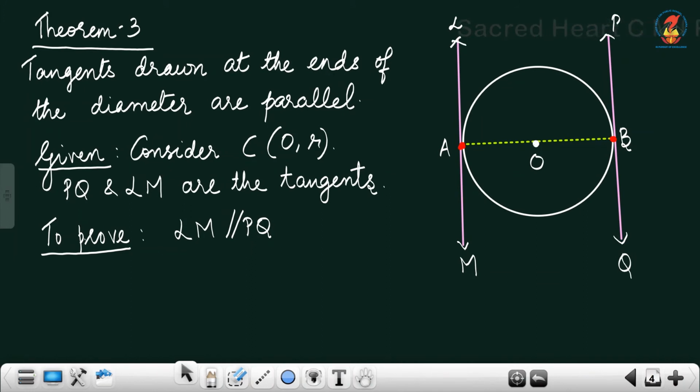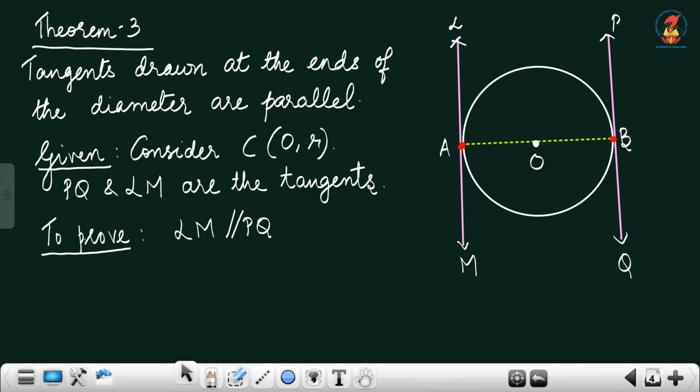Third theorem. Tangents drawn at the ends of the diameter are parallel. So you can see a circle there. What are the names of the tangents? LM is one tangent, PQ is another tangent. We need to prove that LM and PQ are parallel and AB is the diameter of the circle.